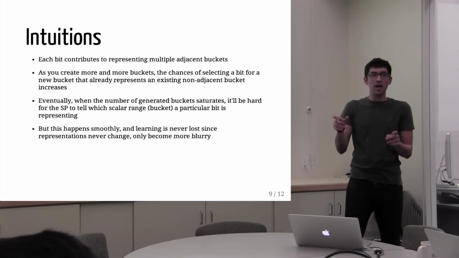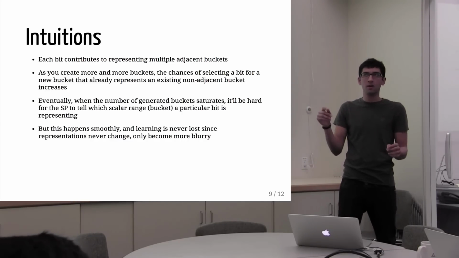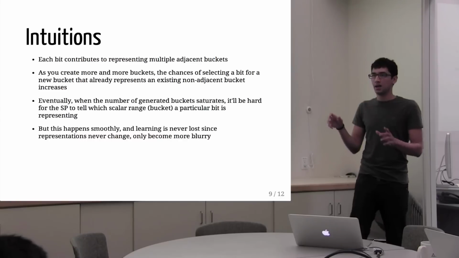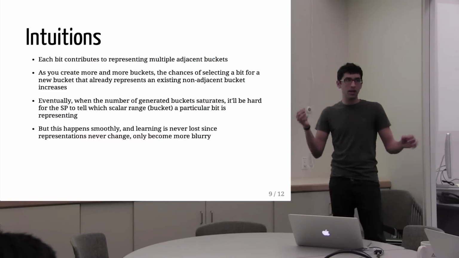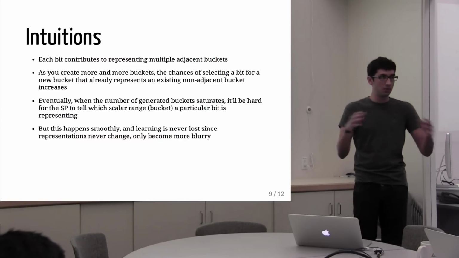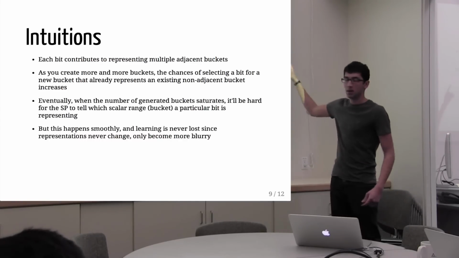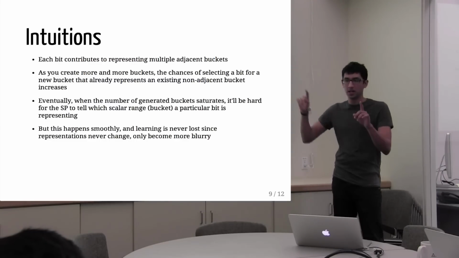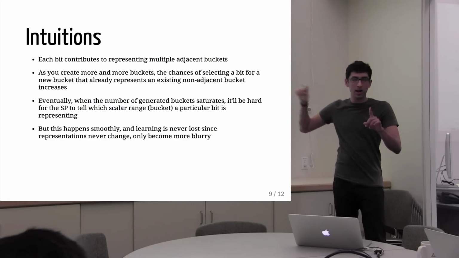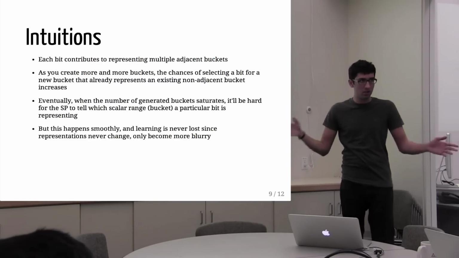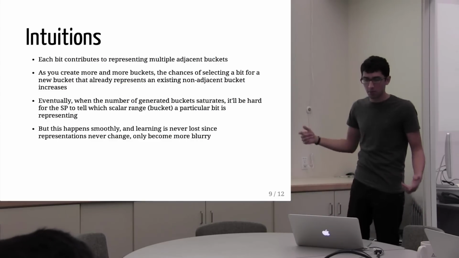But if you have a small N and a small R and a larger or wider data set, you'll end up with the failure case where a bit represents buckets outside that range. That will happen more and more as you increase the range of buckets, as you generate more buckets.